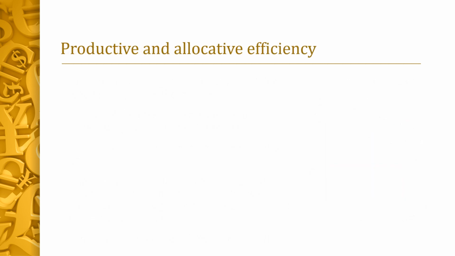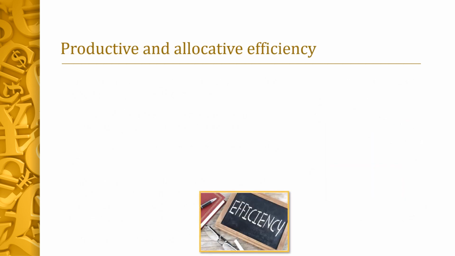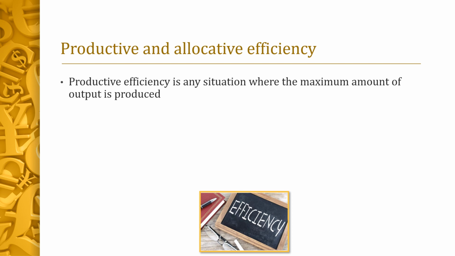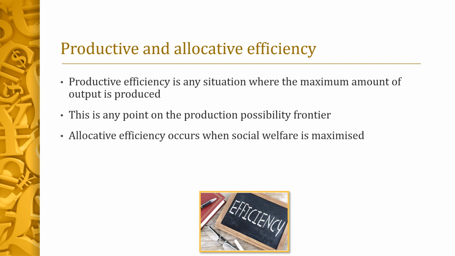There are two kinds of efficiency that you need to be aware of: productive and allocative efficiency. Productive efficiency is any situation where the maximum amount of output is produced. Any point that is on the production possibility frontier maximizes the efficient use of resources and is productively efficient. Allocative efficiency occurs when social welfare is maximized. This will not happen at all points on the production possibility frontier.